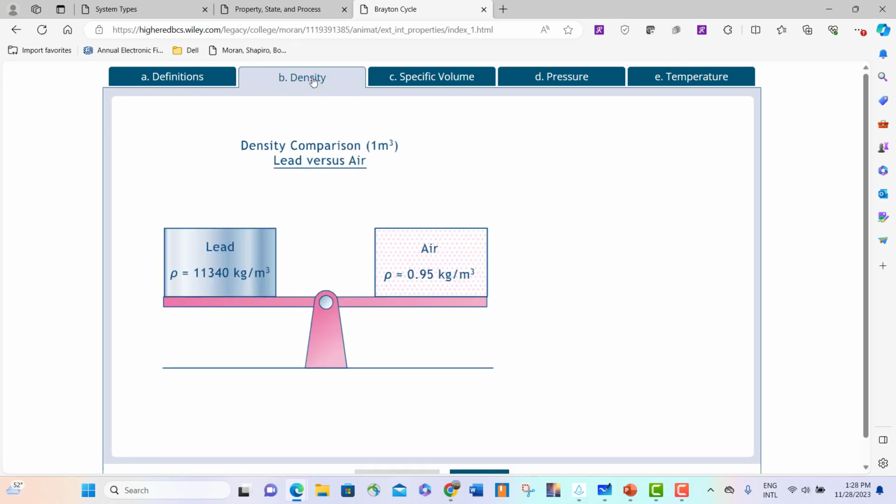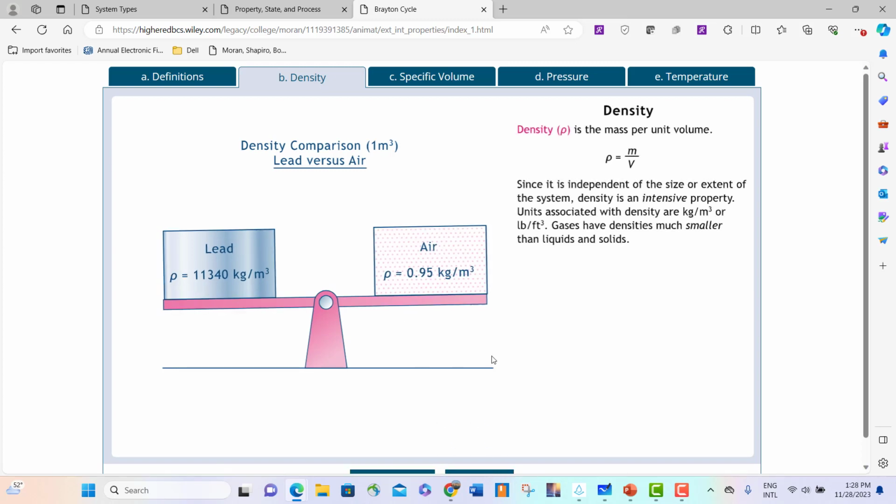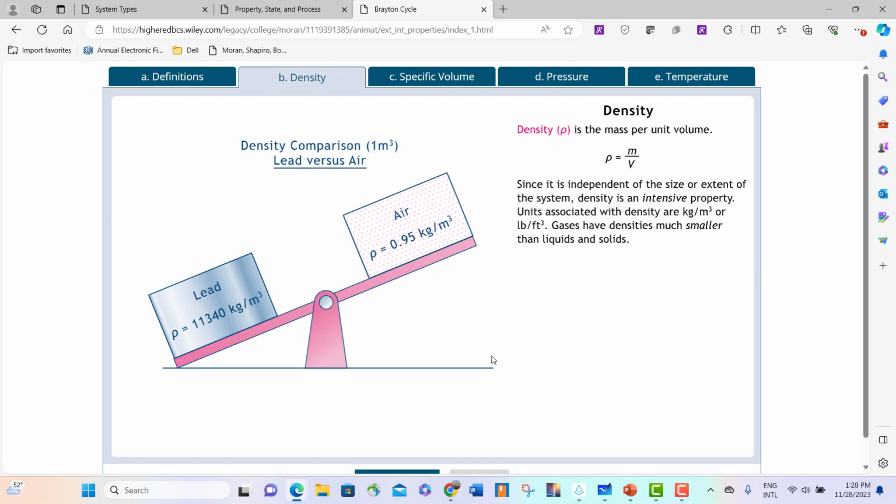Okay, so let's look at density, right? So you've got lead versus air. It looks to be the same size, but the density is very different. Obviously, the lead is more dense, right? And so you've got density here, mass per unit volume, okay?